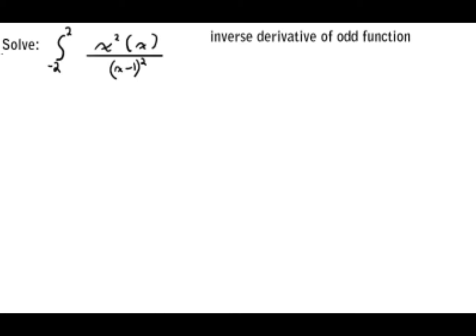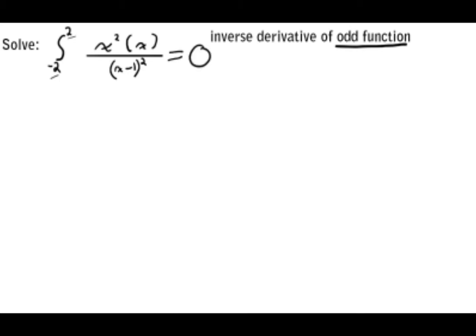Alright, so we got a pretty simple equation here, but it gets even easier when we know that it's an odd function. So with an odd function, if we have any number to any number, where both have the same values except one's negative and one's positive, the entire equation is going to equal 0.